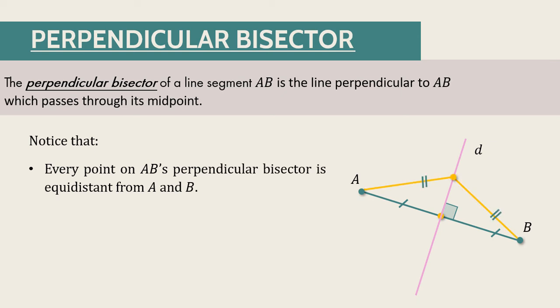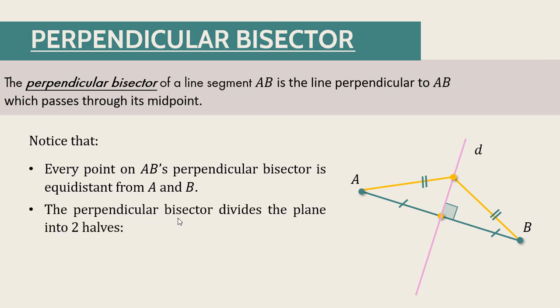Please notice that the perpendicular bisector has a lot of interesting features. Two of them are listed below. Every point on AB's perpendicular bisector is equidistant from A and B. Equidistant means having the same distance. It means that if we take any point on the line D, the distance from that point to A is equal to the distance from that point to B. So you can take any point on D, and the distance from that point to A is always equal to the distance from that point to B.